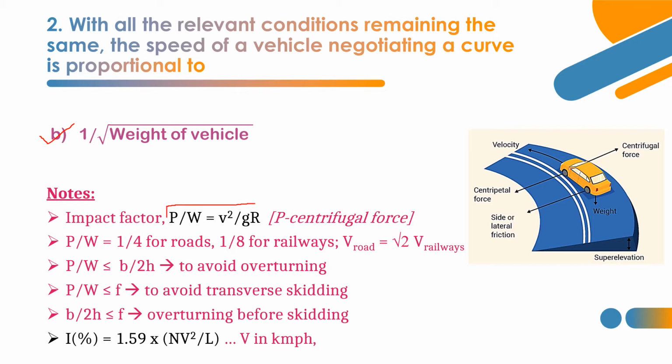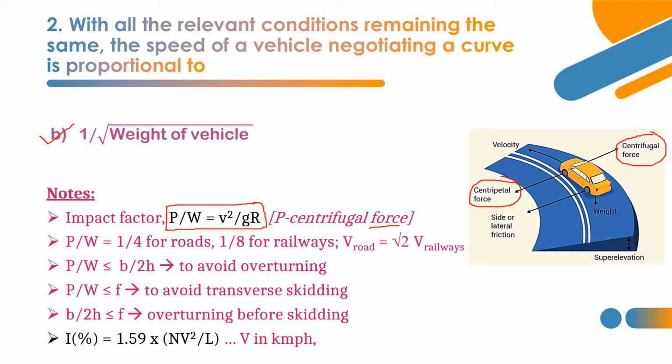This is how we are obtaining the relation between weight and velocity. So P by W is equal to V square by gR. This is nothing but impact factor, or we can say centrifugal ratio by another name, and P is nothing but centrifugal force. So you can see in this diagram, this is the centrifugal force and the opposing force is the centripetal force. So centrifugal force divided by weight of vehicle is equal to V square by gR. So this P by W ratio is nothing but what we call impact factor or centrifugal ratio.